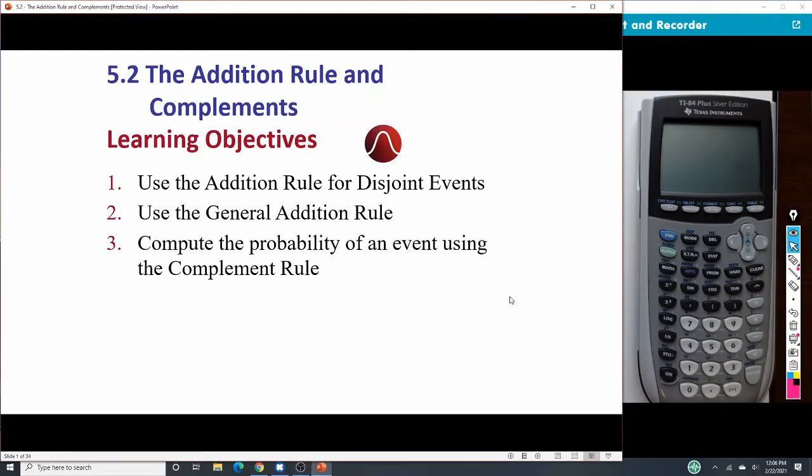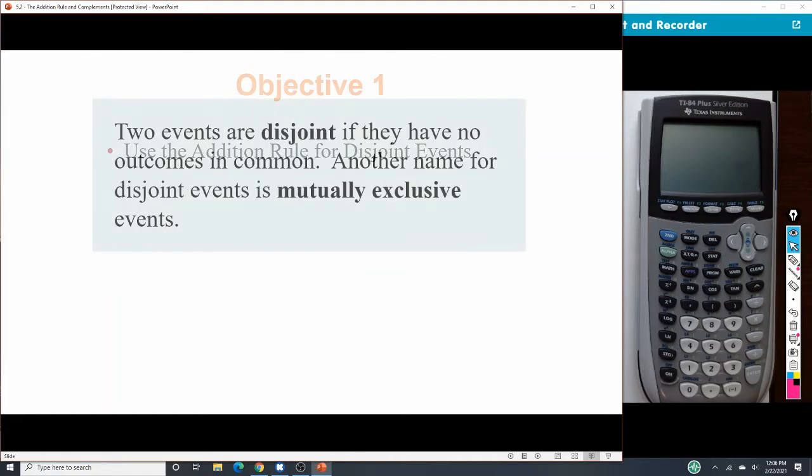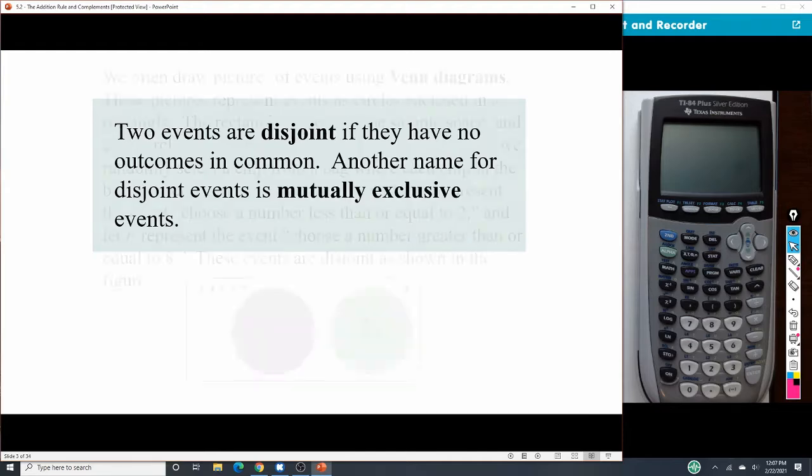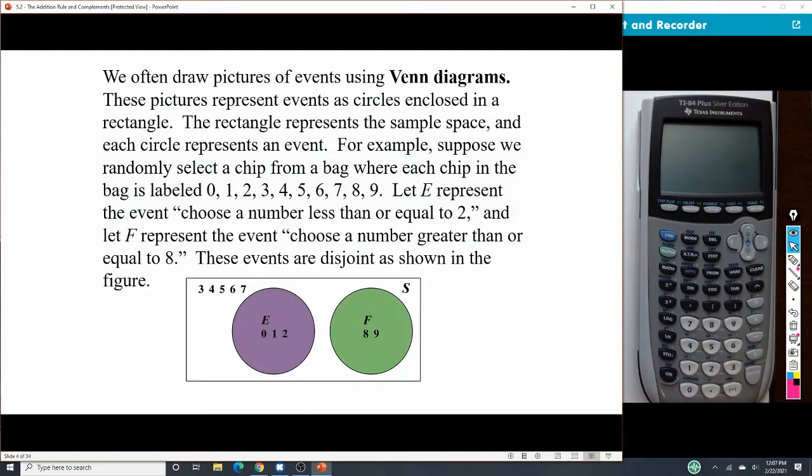All right, 5.2, the addition rule and complements. All right, two events are disjoint if they have no outcomes in common. Another name for disjoint is mutually exclusive, so we use those two terminologies together. So disjoint means there's nothing in common.